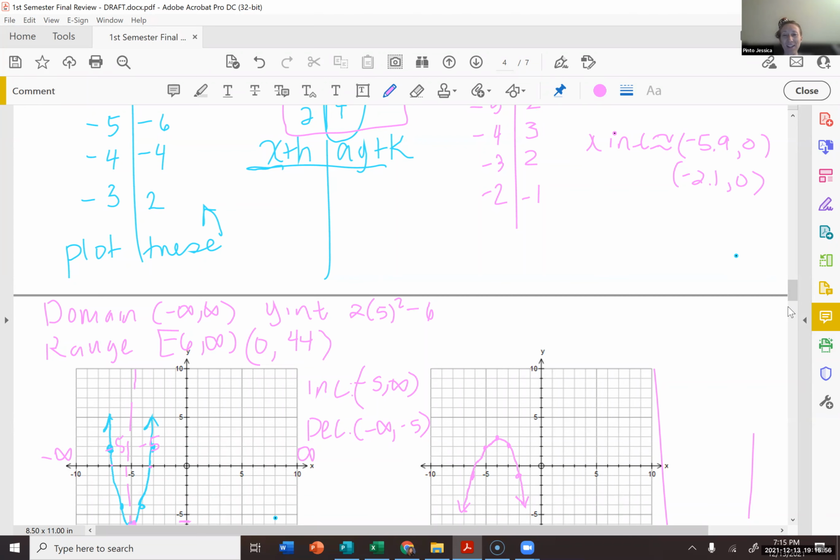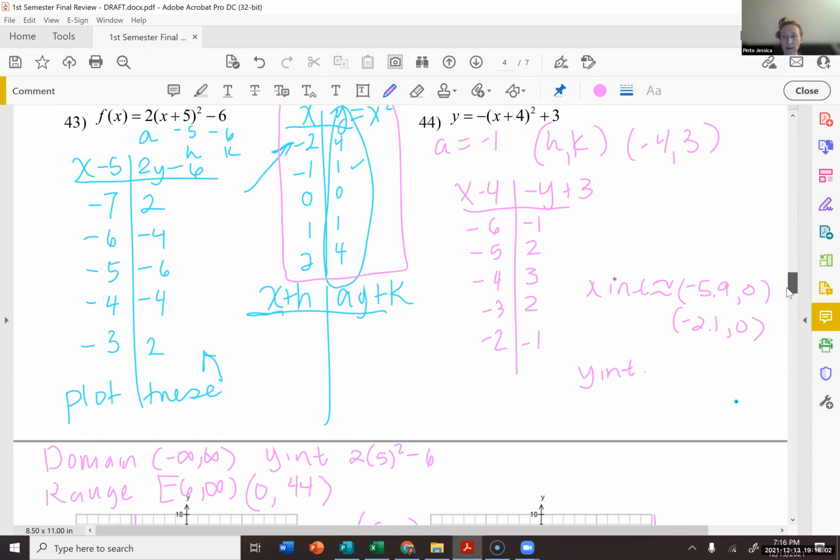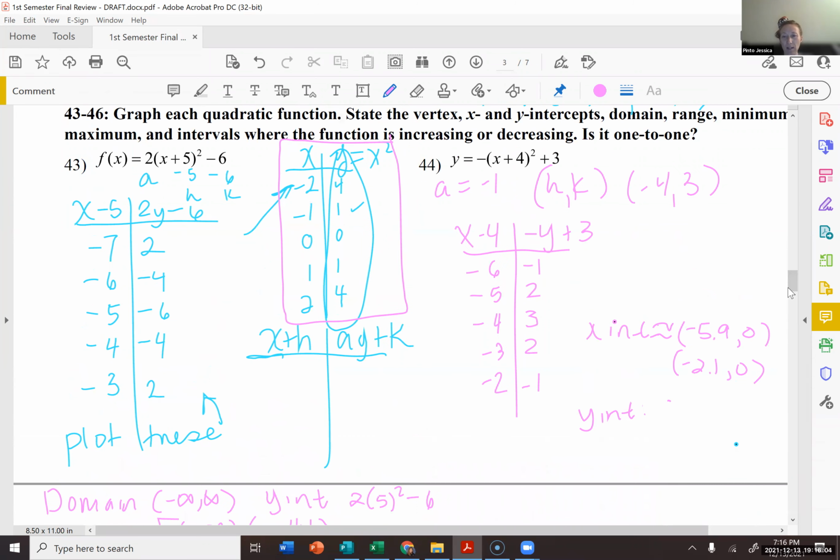For the y-intercept, I'm going to plug in 0 to the equation. So going back there, I want to see that. Okay, so that's going to be (0, negative 4 squared plus 3). So that's going to be -16 plus 3, which is -13. So those are my x and y intercepts. I've already got the (-4, 3) as the vertex.